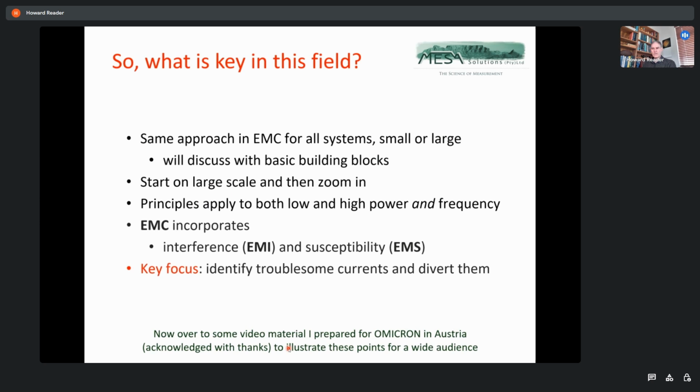Now I'm going to hand you over to some video material I prepared for Omicron in Austria, and I acknowledge them with thanks. And this is going to illustrate these points for a wide audience.